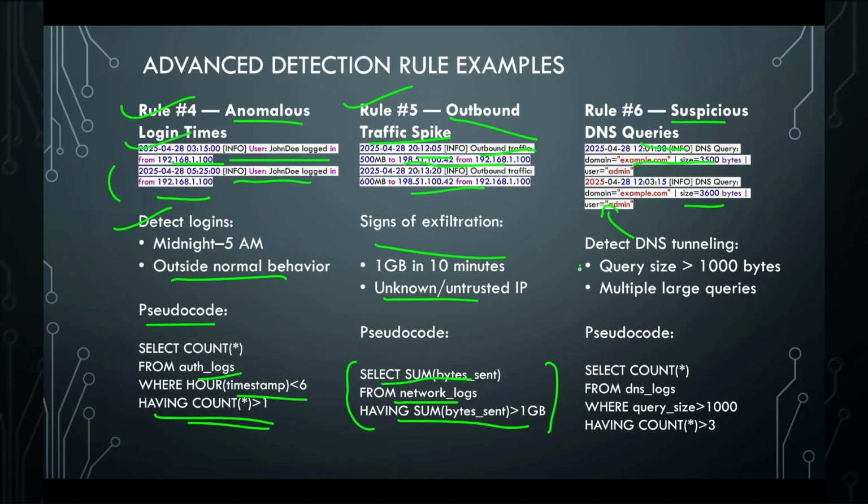And the rule we can create: we can trigger an alert if DNS queries are larger than 1000 bytes, and then multiple DNS queries over 1000 bytes from the same user or IP within a short time frame. And the example pseudocode will be: select count from DNS log where the query size is over 1000, and then having count more than 3. So this rule flags multiple large DNS queries from the same user in under 5 minutes, which could indicate DNS tunneling.